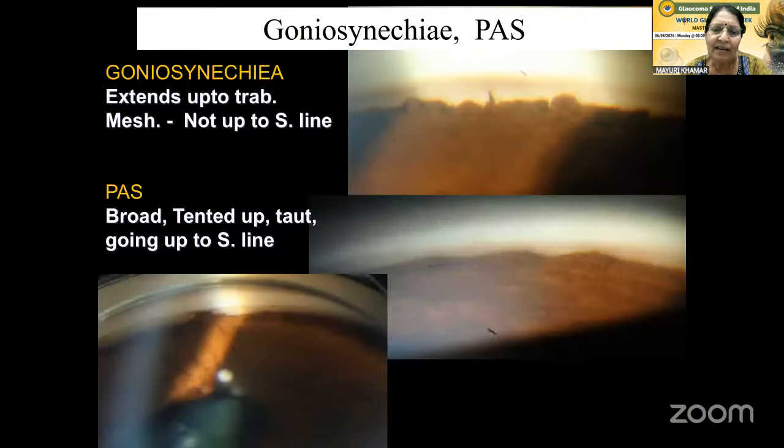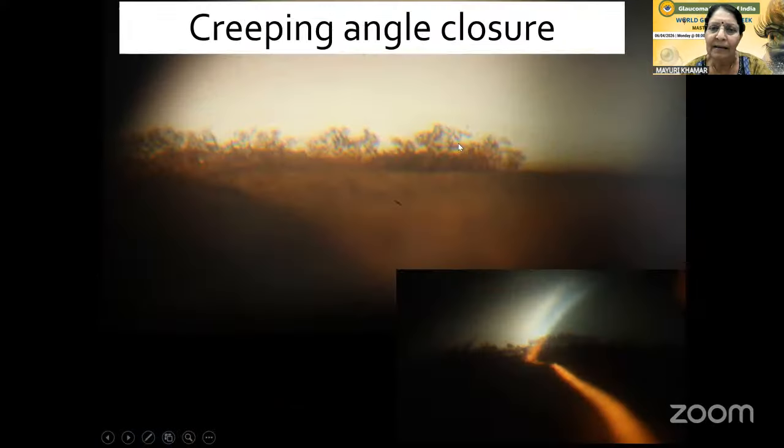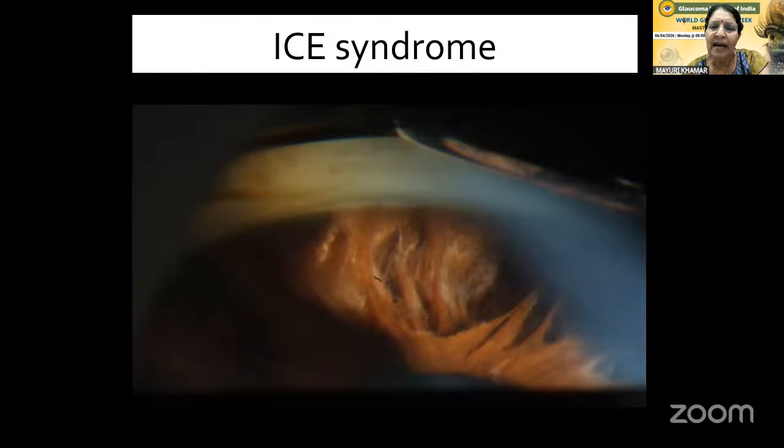The peripheral anterior synechiae are broad, tented up and taut, going up to the Schwalbe's line, while goniosynechiae extend up to the meshwork, but never up to the Schwalbe's line. In creeping angle closure, with this type of pigmentation, patchy pigmentation and bizarre patterns can be seen at times. In ICE syndrome, you can see the anterior insertion of the iris with stromal atrophy in the nearby area.